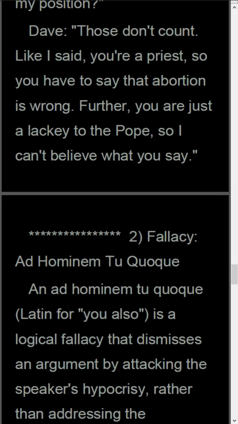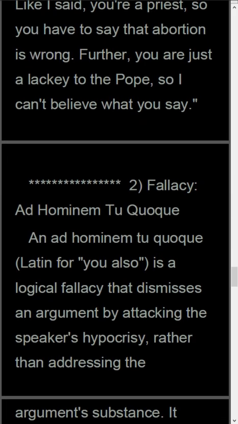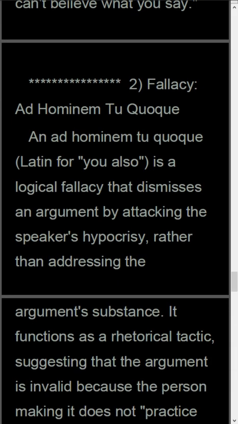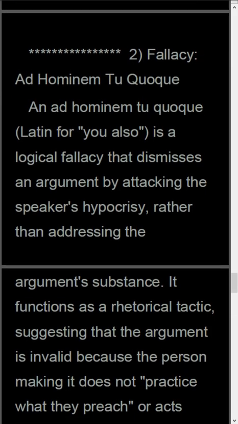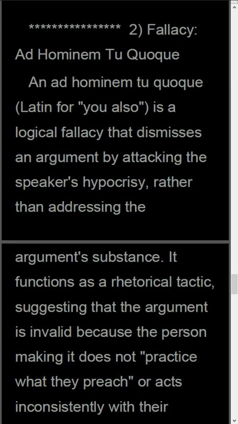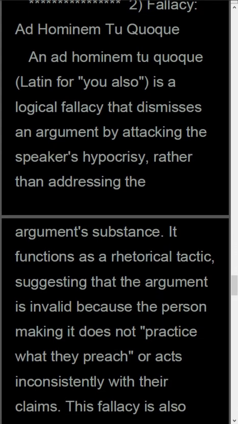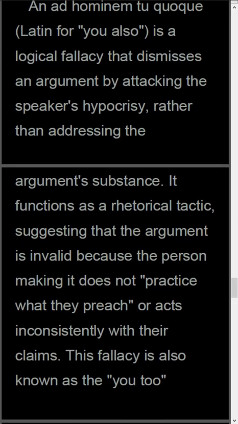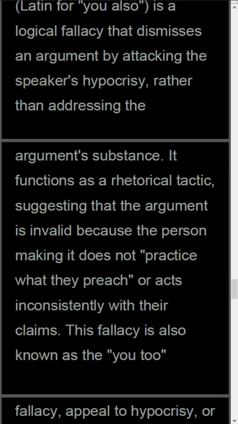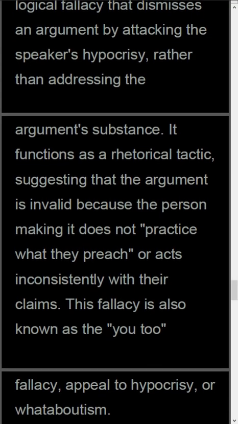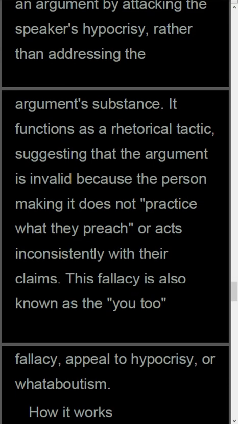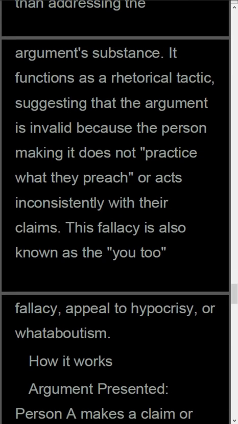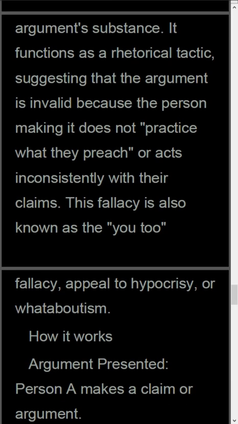2. Fallacy. Ad hominem tu quoque. An ad hominem tu quoque, Latin for you also, is a logical fallacy that dismisses an argument by attacking the speaker's hypocrisy, rather than addressing the argument's substance. It functions as a rhetorical tactic, suggesting that the argument is invalid because the person making it does not practice what they preach or acts inconsistently with their claims. This fallacy is also known as the you-too fallacy, appeal to hypocrisy, or whataboutism.